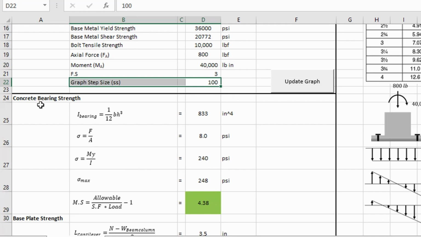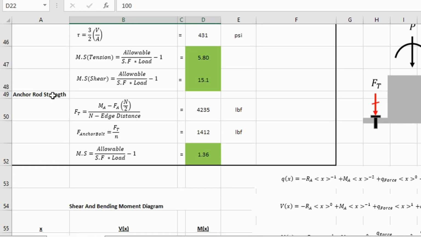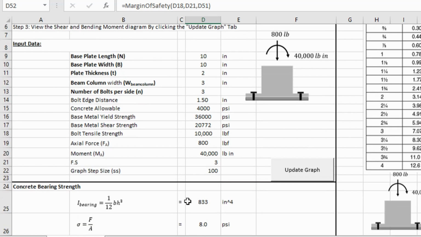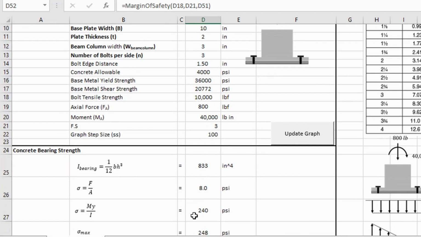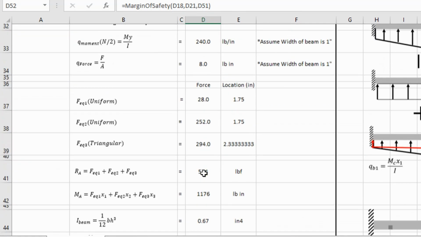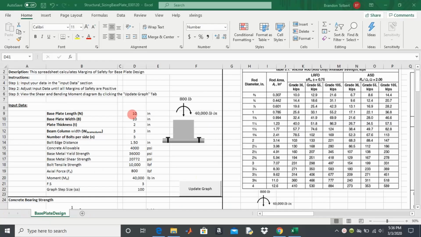We have three sections: our concrete bearing strength, our base plate strength, and our anchor rod strength, and we calculate margins for each of these. So that's what we're going to go through. I'm going to walk you through how to set this up while applying some Excel VBA functions to help simplify our calculation procedure. So let's go ahead and get into it.